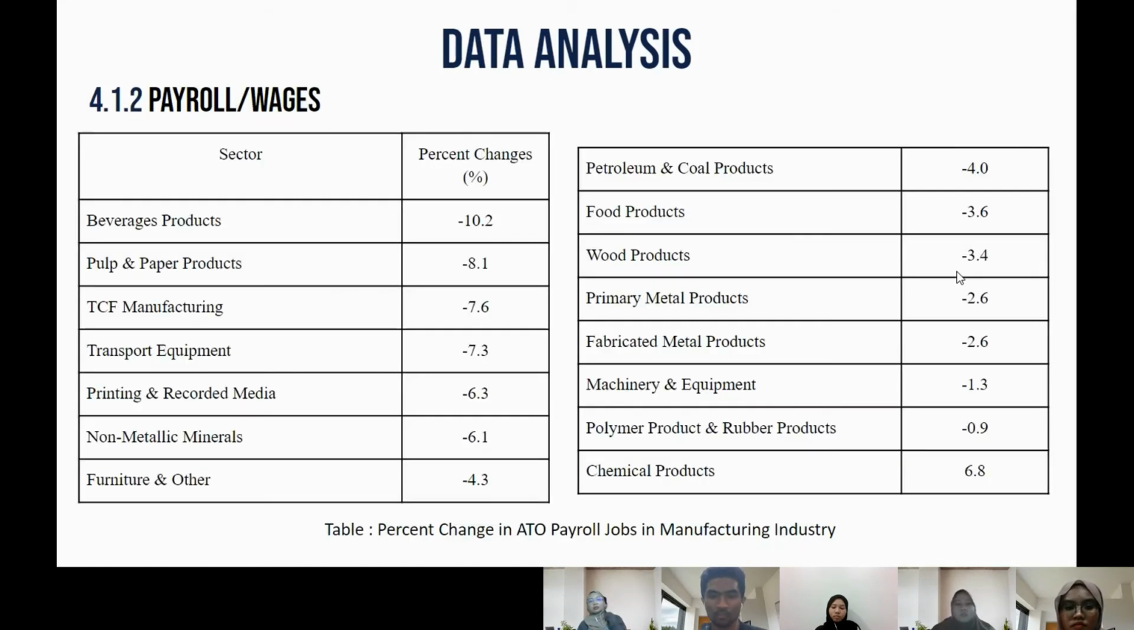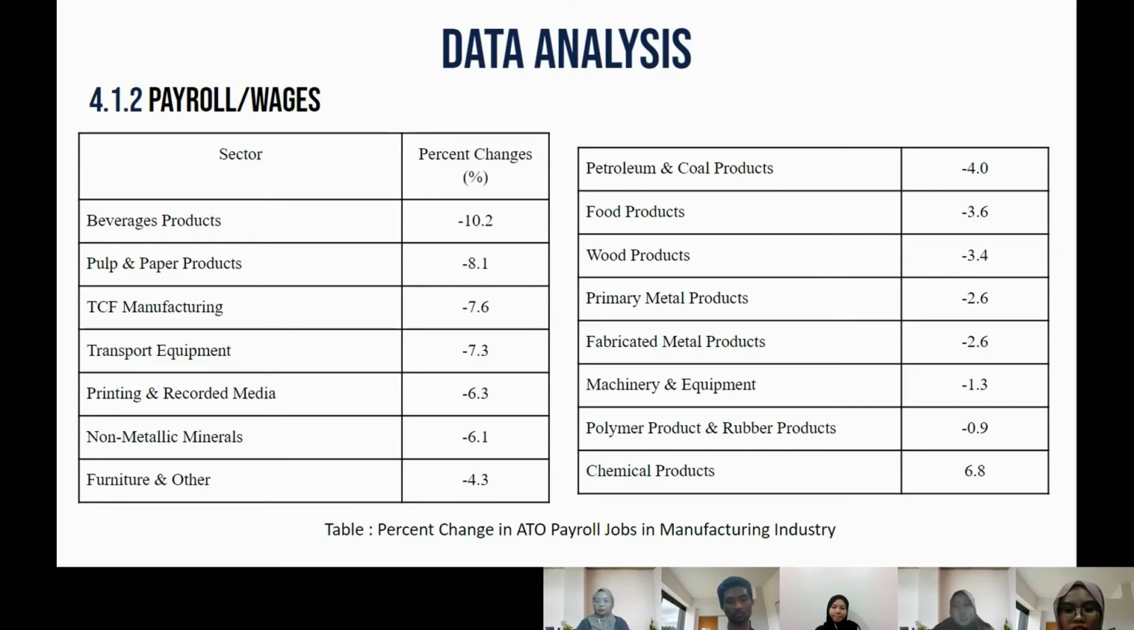Then we move on to the impact of COVID-19 on the manufacturing industry in payroll and wages. According to Australian Taxation Office (ATO) data on payroll jobs in the manufacturing industry, here we can see the percent changes in every sector under the manufacturing industry. As we can see, the percent change is declining in almost all sectors except chemical products. Chemical products increased by 6.8%, while the other sectors were declining. Why did this happen? Because the demand for chemical products is higher than for others.